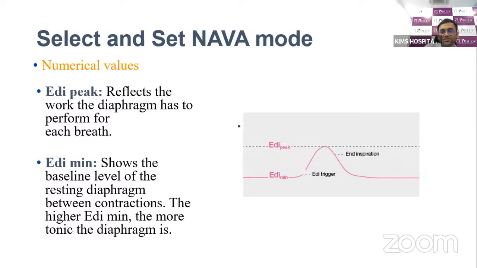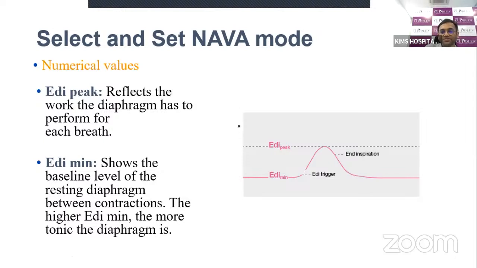We have selected the catheter, properly inserted, and then we need to select the NAVA mode. In the NAVA mode, as we have discussed, one is the EDA peak and one is the EDA minimum, and above the EDA minimum there will be an EDA trigger. The EDA peak reflects the diaphragm work that has to be performed for each breath.